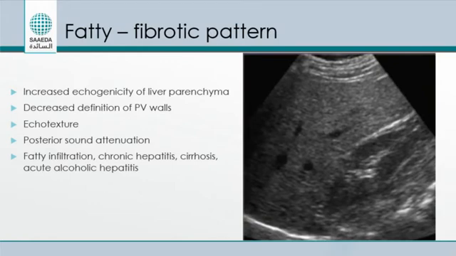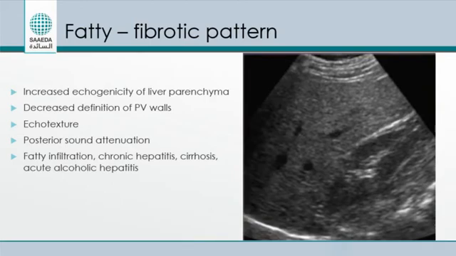The echo texture can be smooth or rough, and each has its own differential. We will talk about it. It will reduce the posterior sound transmission. There will be acoustic shadowing posteriorly if it is severe enough. This happens in fatty infiltration, chronic hepatitis, cirrhosis, and acute alcoholic hepatitis.